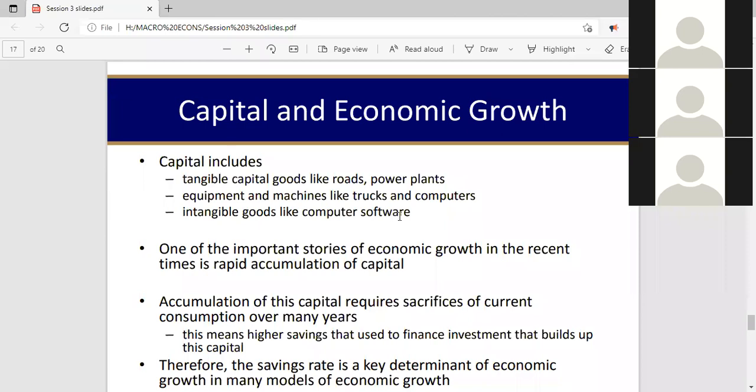So that is about the capital and the growth. Okay, so we need this also in what? Our production. Now, the last thing I would want to talk about the capital is, if you want to get more capital, then it means what? You are supposed to reduce your consumption today in order to save more money to get all this capital in place. Okay, so we are saying the accumulation of this capital requires sacrifice of current consumption over many years.